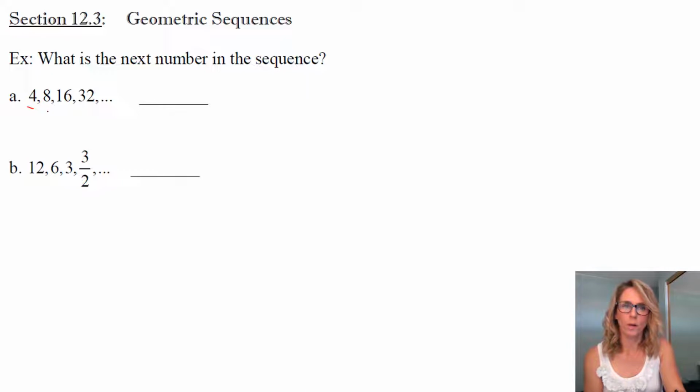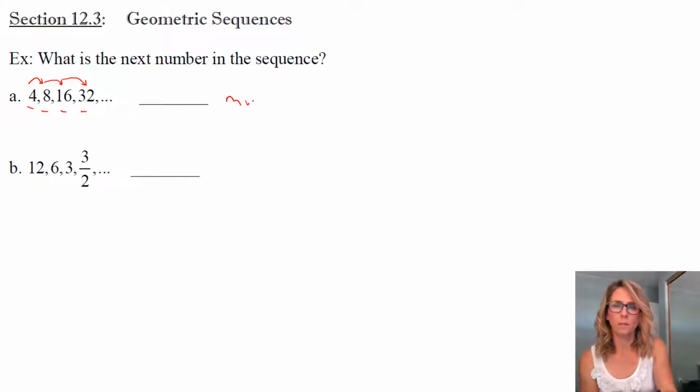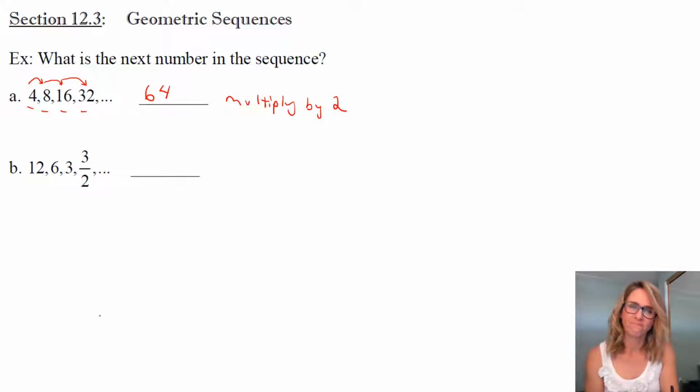We have 4, 8, 16, 32. Take a look, think about what the next value is. You can pause if you want. We can see that as we go from one value to the next value in the sequence, we're going to be multiplying by 2. So the next value would be 64.